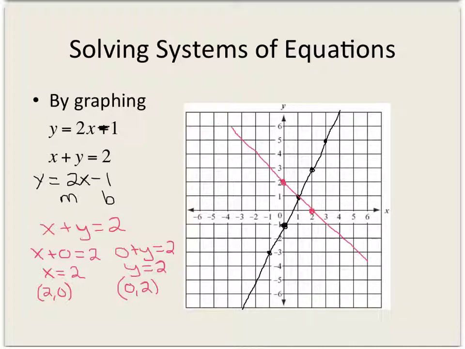Now, the solution to the system, remember, is the point that makes both equations true. So it's the point that's going to be on both equations, or the point where they intersect. So the solution to this system is the point 1, 1. And you can go back and plug them into your original equations to make sure that you got them right. So 1 is equal to 2 times 1 minus 1. 2 times 1 is 2, minus 1 is 1, so that one works. And then 1 plus 1 equals 2, and that one's certainly true. So you know that you got the right answer.